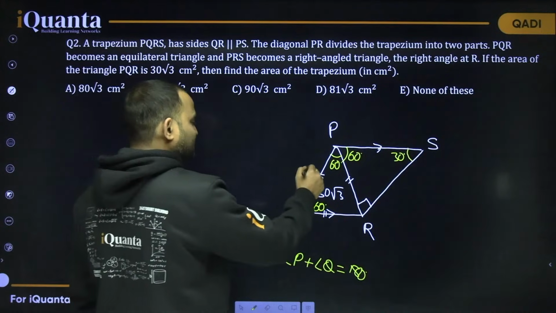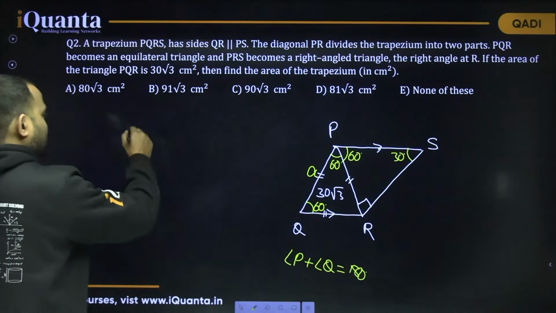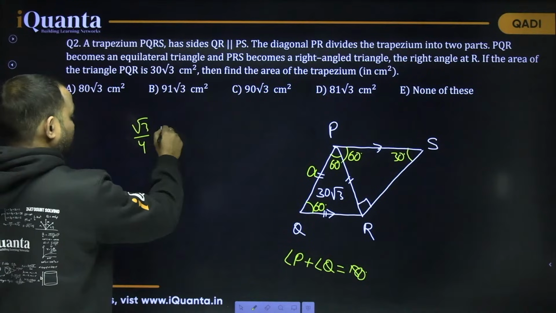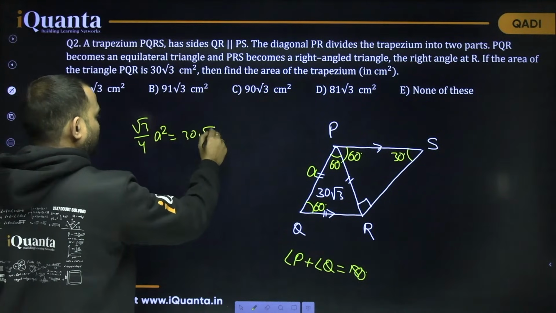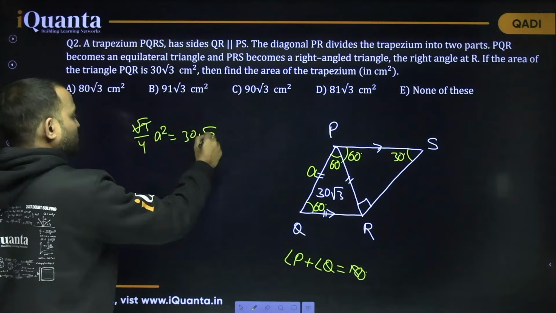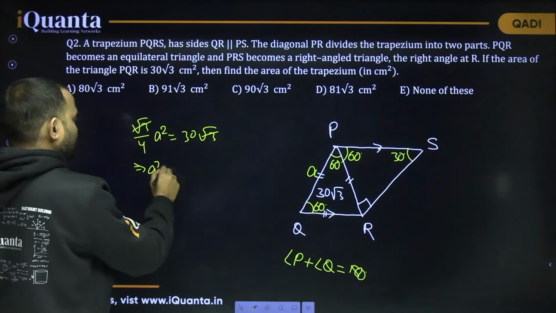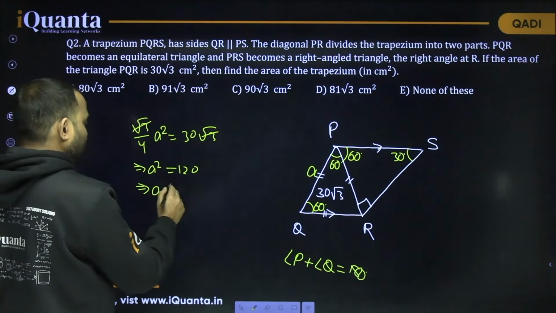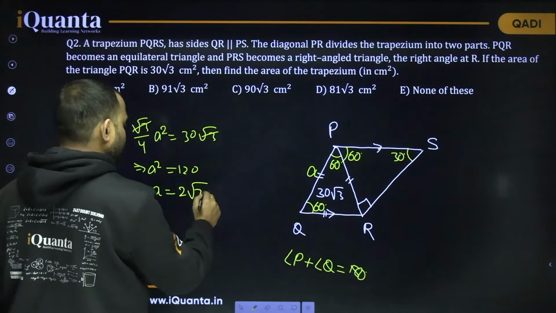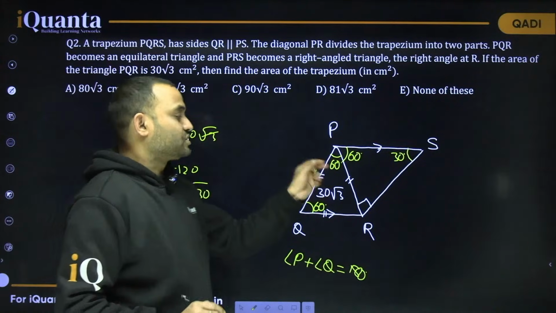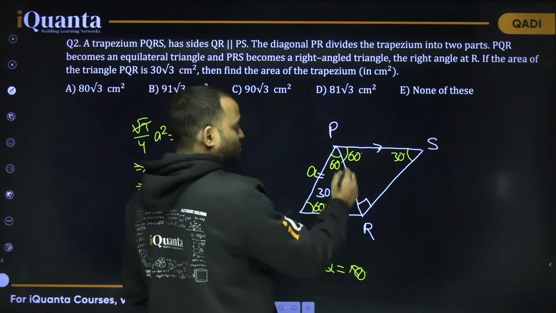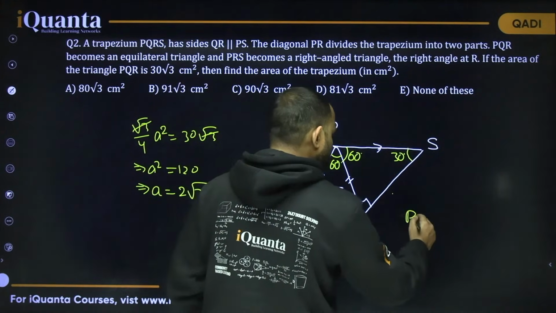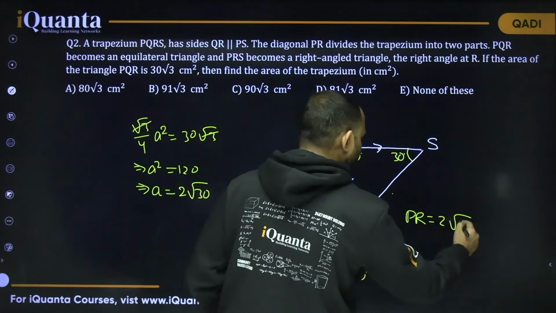Now if this side length is A, so what we can say is that root 3 by 4 A square is equal to 30 root 3. So root 3 cancelled out. We can say A square is equal to 120, or A will be equal to 2 root 30. This is A, 2 root 30. This length PR is 2 root 30. What we need to find? We need to find this. So PR is equal to 2 root 30.